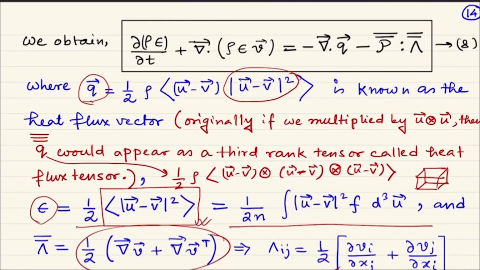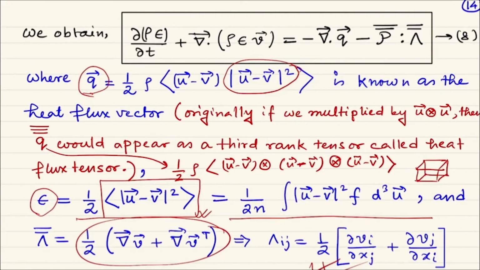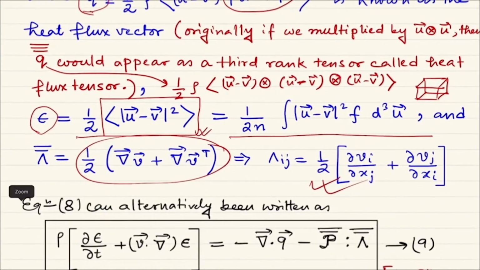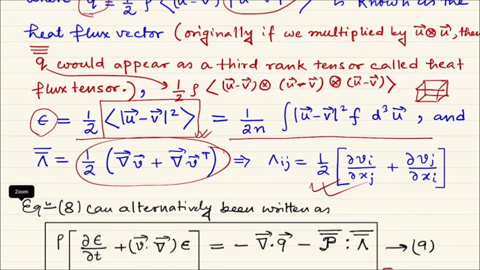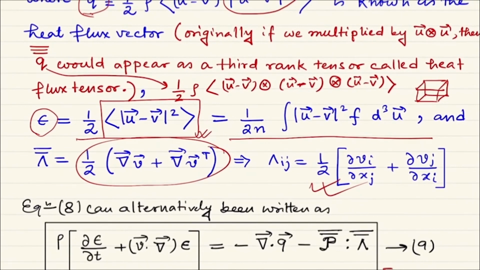So using all these things, and doing again the same trick that I just suggested for the first order equation, Equation 8 can be written as rho times (del E del T plus V dot nabla E) is equal to minus divergence of Q minus P doubly contracted with lambda. Here I expanded and used the continuity or the zeroth order equation. This equation is known as the energy equation. Now, just by putting an analogy to the momentum equation, you can understand why it is called the energy equation.